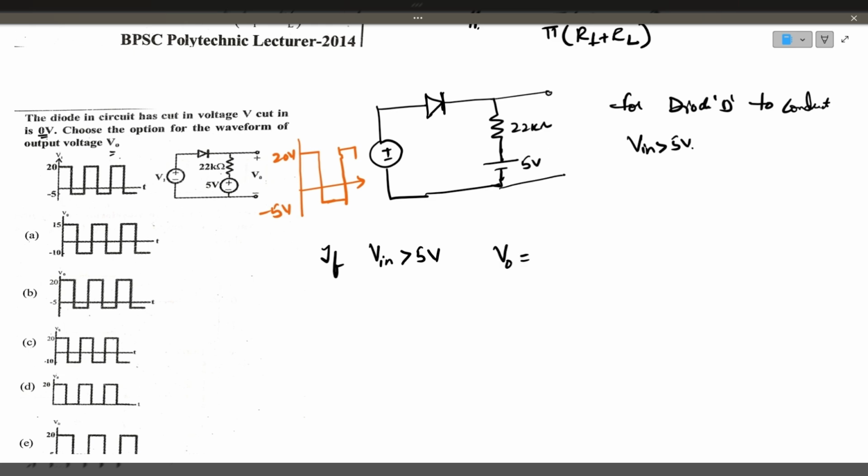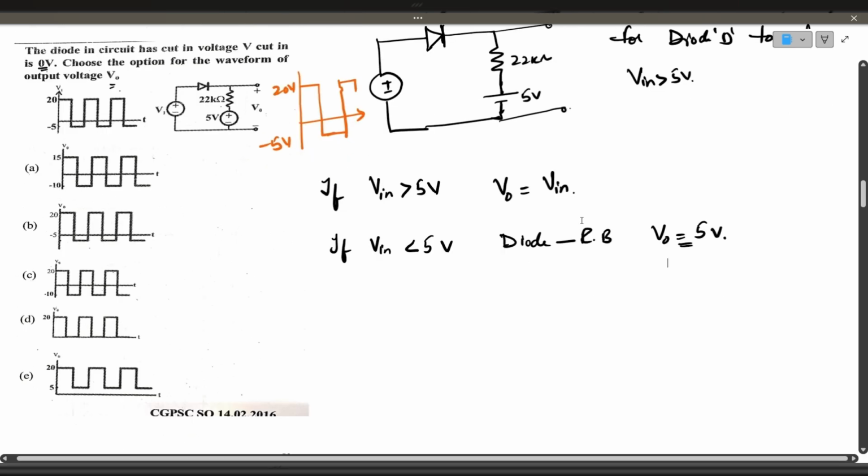what will be the output voltage? Diode conducts, current flows in the circuit. So the output voltage is nothing but the input voltage. So if input voltage is less than 5 volts, diode is open circuit. Diode is reverse biased, so acts like an open circuit. Output voltage is nothing but 5 volts. So this is simple. Now we'll draw the waveform for this.